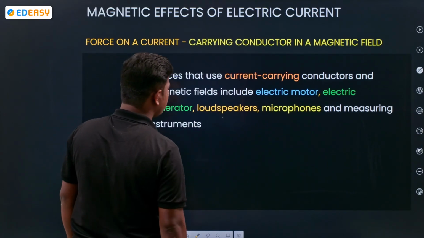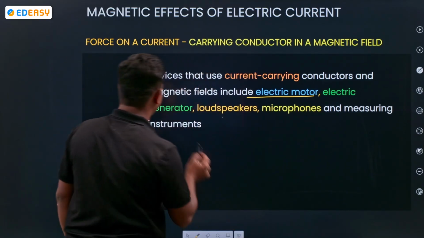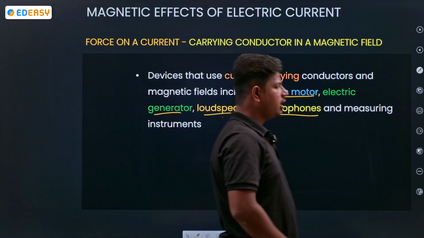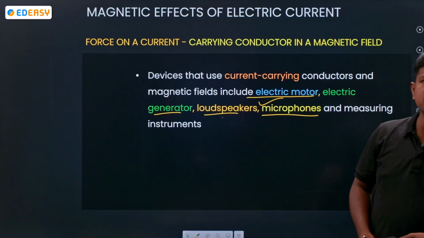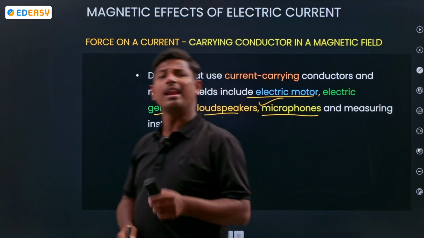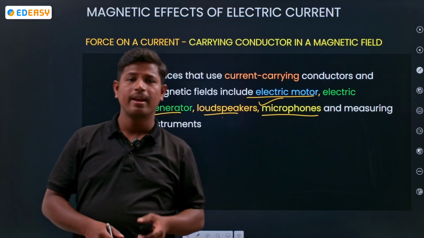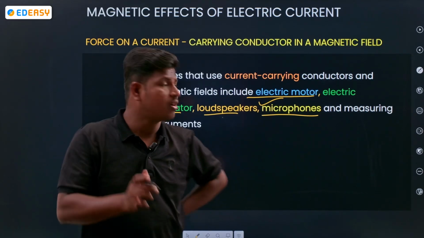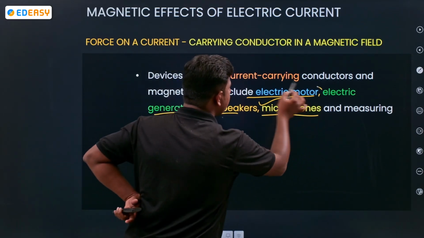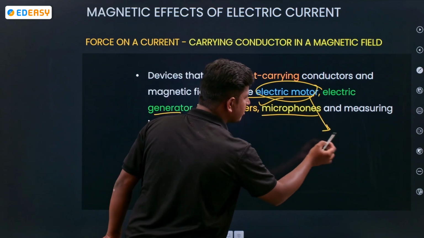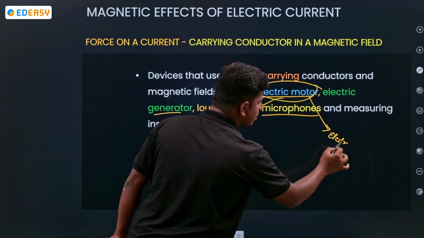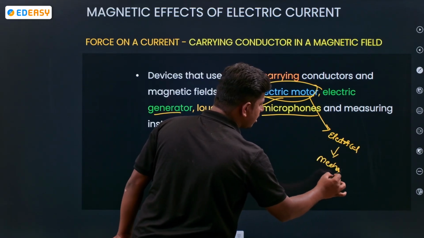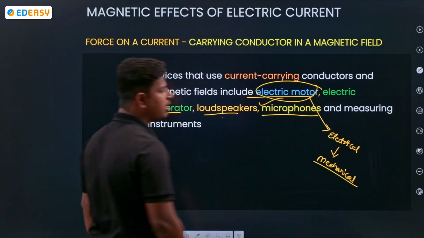Next, where do we use all this? Electric motors, electric generators, loudspeakers, microphones. We will use generators, we will use electric motors. How does the electric motor work? What is the principle of the electric motor? The electric motor principle is that electrical energy is converted into mechanical energy, right? Electrical energy is converted into mechanical energy only.